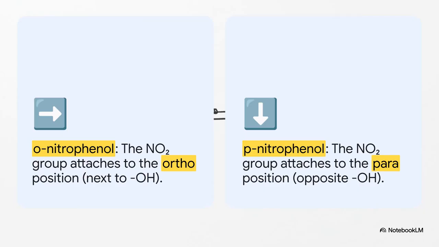And here's the proof in the pudding. When we react phenol with nitric acid, that new nitro group doesn't just stick on randomly. Nope, it follows the rules, and you get a mixture of two specific products. One where the group is next door, at the ortho position, and another where it's directly across, at the para position, just like the traffic cop predicted.